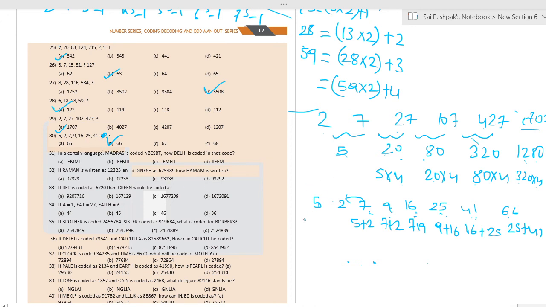So the 30th question is a very typical one. Please mark it. Please mark 27, 28 and 30 as important because we need to see them before exams.